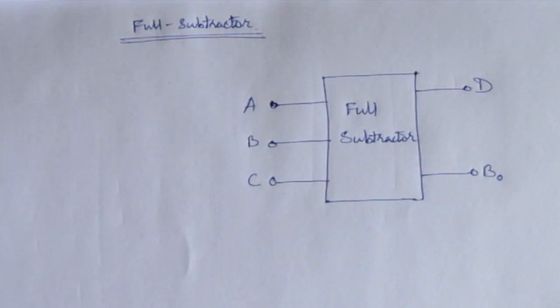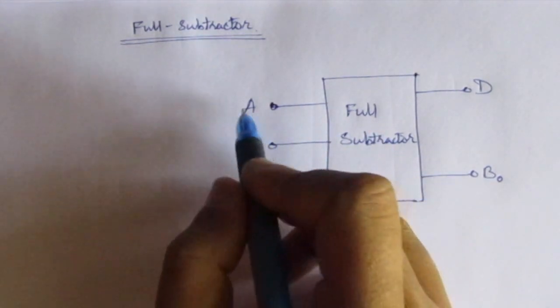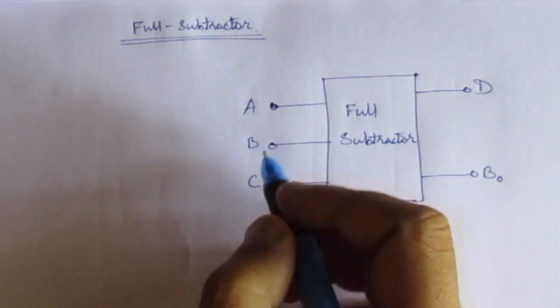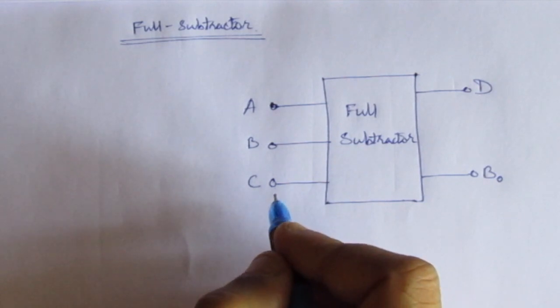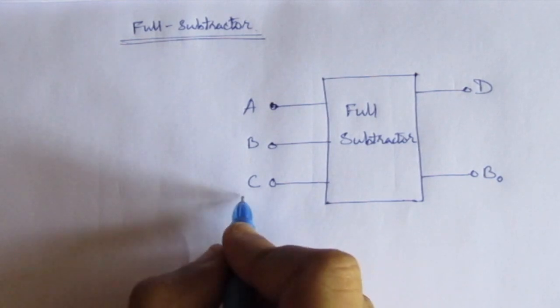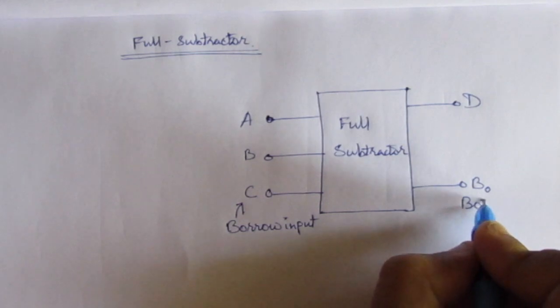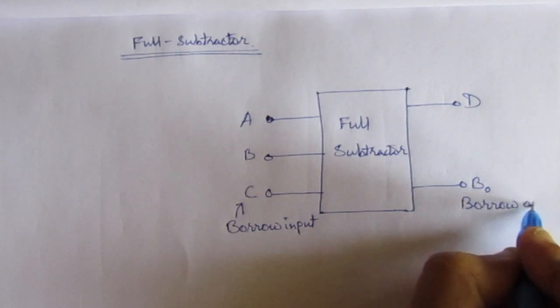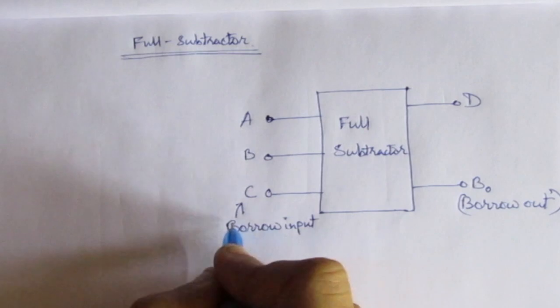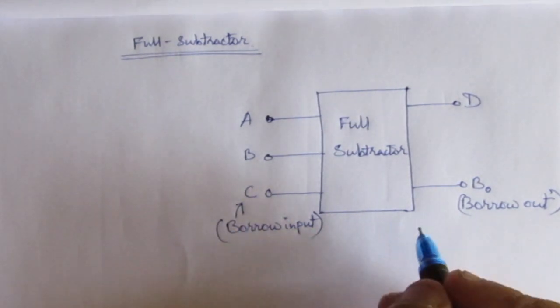A full subtractor is a combinational circuit that performs the subtraction operation between two binary digits. These are the two digits, and we are taking into account the borrow from a lower significance stage. This is the borrow in, and this is the borrow out. So this is the block diagram of the full subtractor circuit.